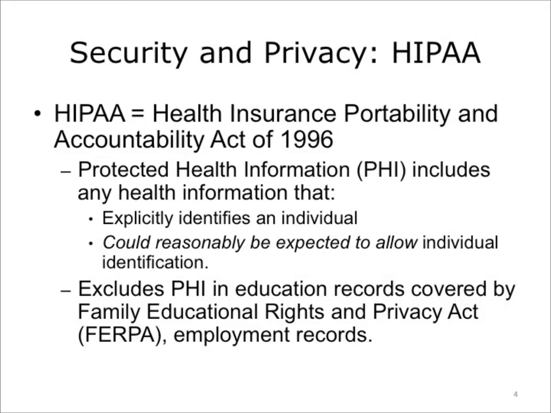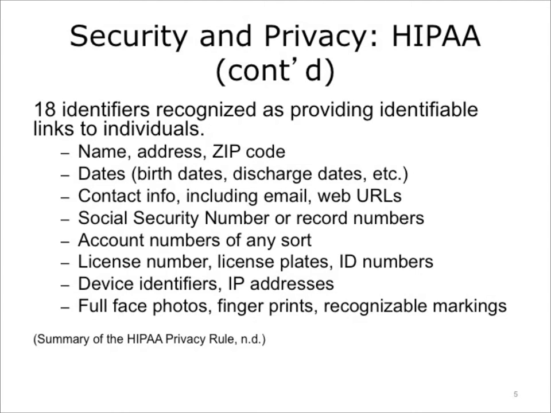Note that the definition of PHI excludes individually identifiable health information in education records covered by the Family Educational Rights and Privacy Act, FERPA. Employment records held by a covered entity are also exempt from this federal regulation. Under HIPAA, 18 different identifiers are recognized as providing identifiable links to individuals.